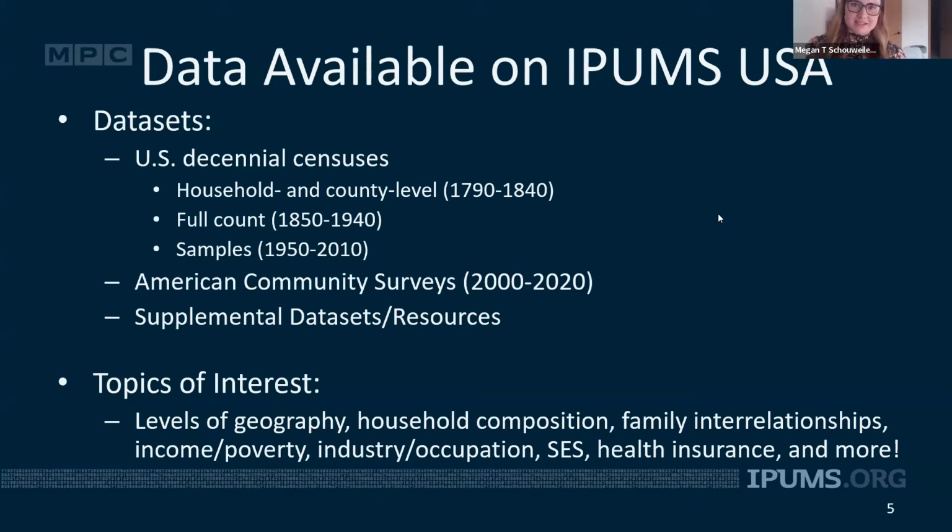Included in the census and ACS data sets are many topics of interest, including different levels of geography, household composition, family interrelationships, income and poverty, industry and occupation, socioeconomic status, health insurance, and many, many more.